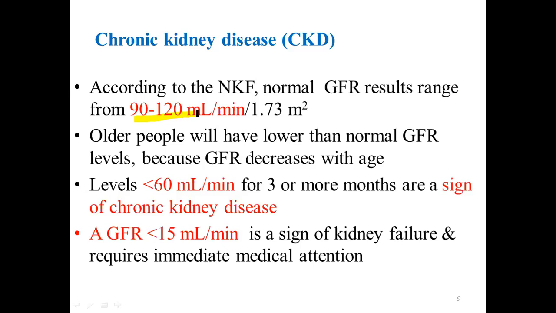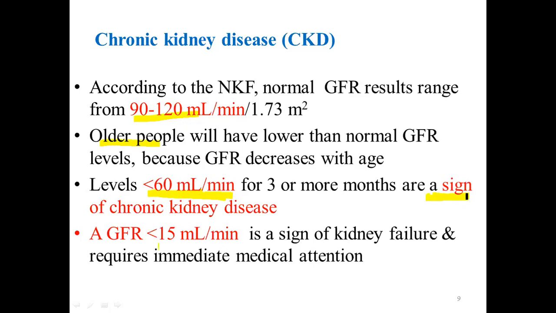Remember, as the patient ages, of course, the GFR will become lower because of aging. Even in chronic kidney disease patients, usually the GFR is less than 60 ml per minute. They do have features of chronic kidney disease, especially if the GFR is persistently lower for more than 3 months, even without having any damage in the kidney. We can say the patient still has chronic kidney disease.